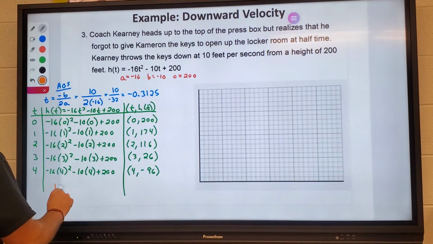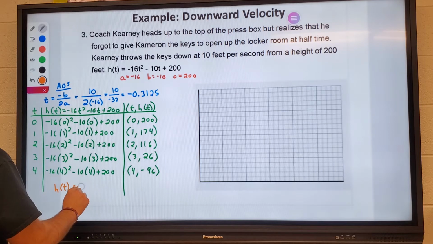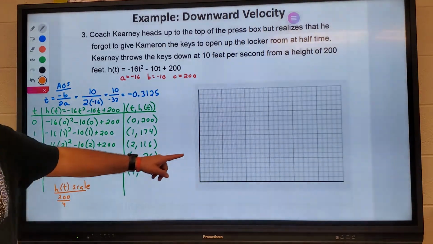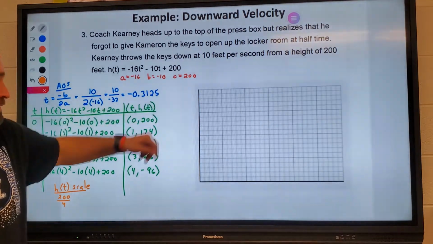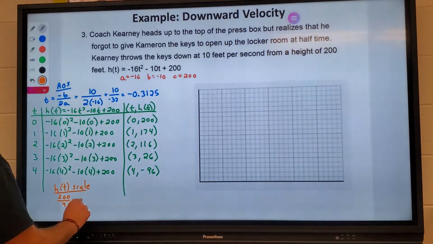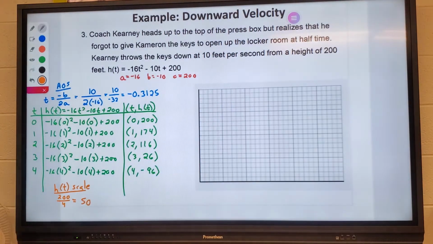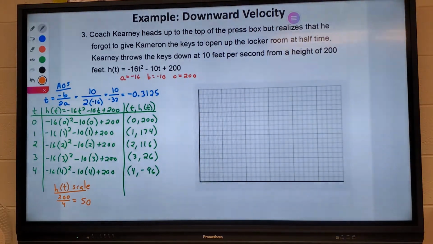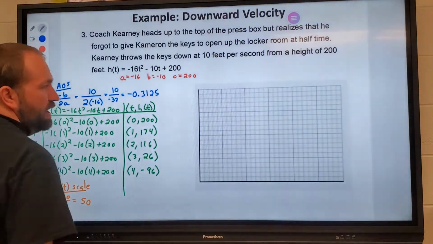So my h of t scale is going to be 200. And again, I'm going to divide that by 4 because of the nice landmarks that I have here. And when I take 200 divided by 4, I end up with 50. Okay, again, if we need to, you can round this to something that is divisible by 5. It could be the nearest 10 if it's something like this. It could be the nearest 100 if it's in the thousands. Okay, again, do it within reason. I want to see these graphs as big as possible to space out as much as I can on these graphs that I present to you.